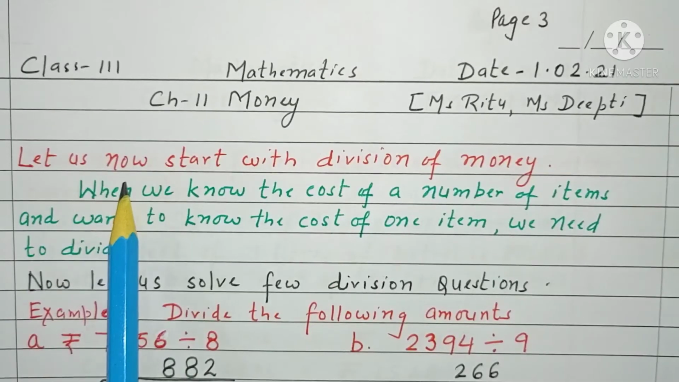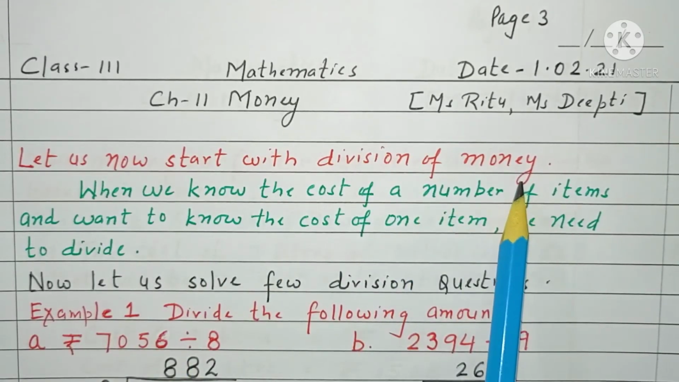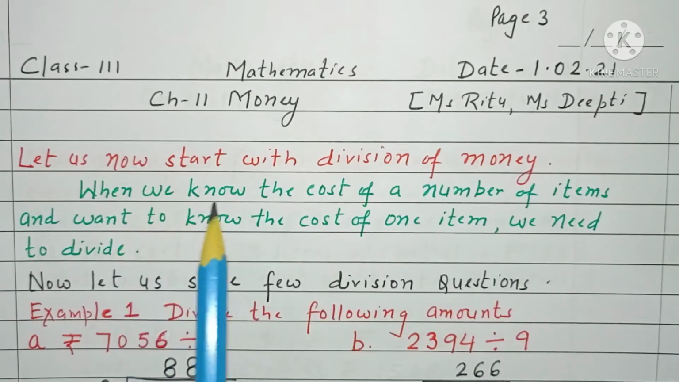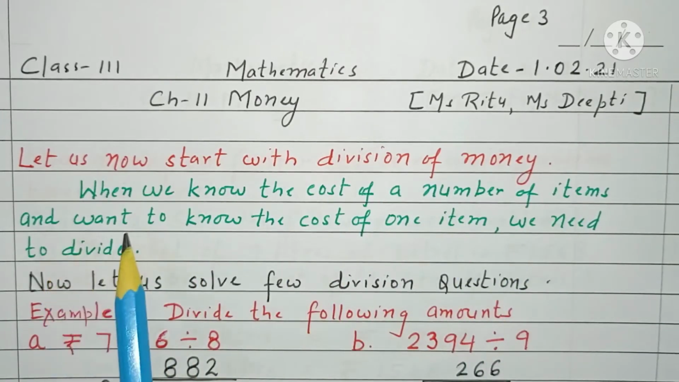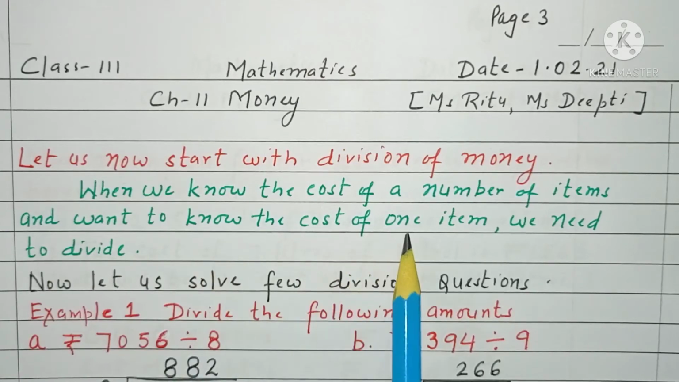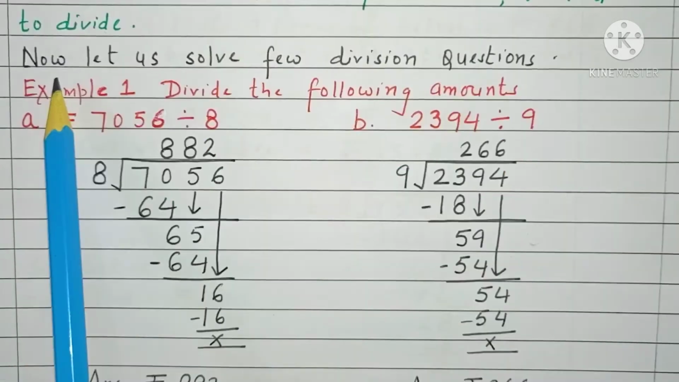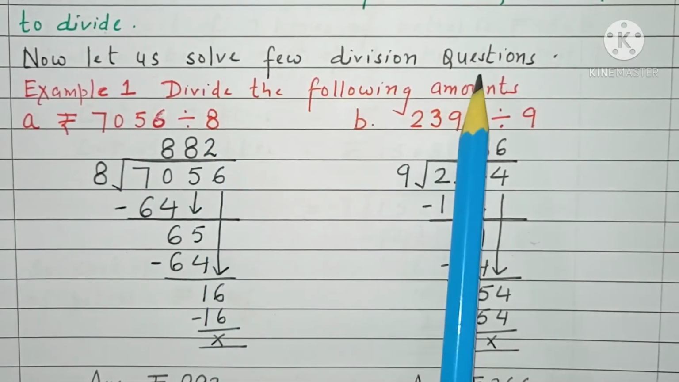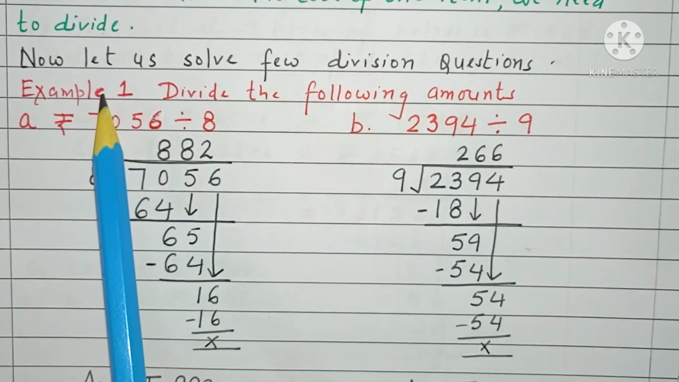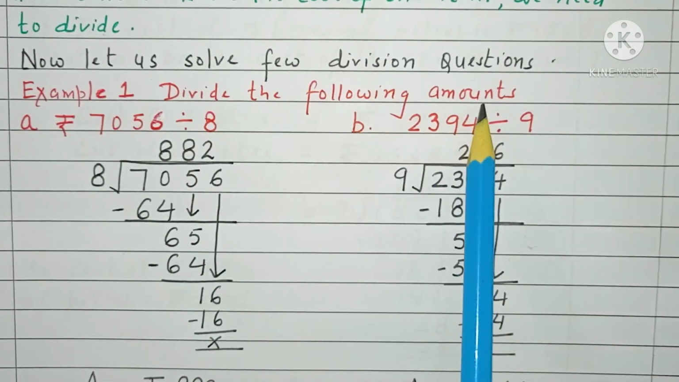Let us now start with division of money. When we know the cost of a number of items and want to know the cost of one item, we need to divide. Now, let us solve a few division questions. The first example is, we have to divide the following amounts.